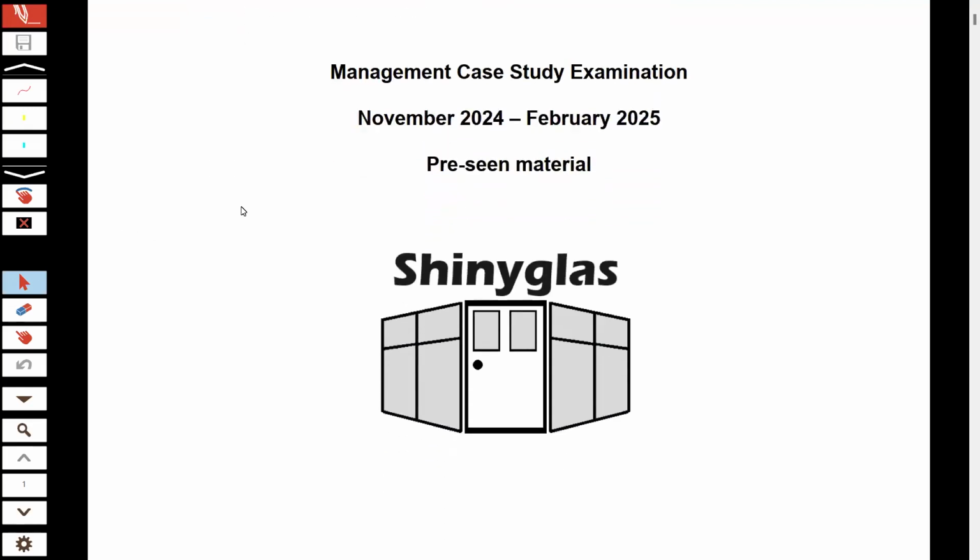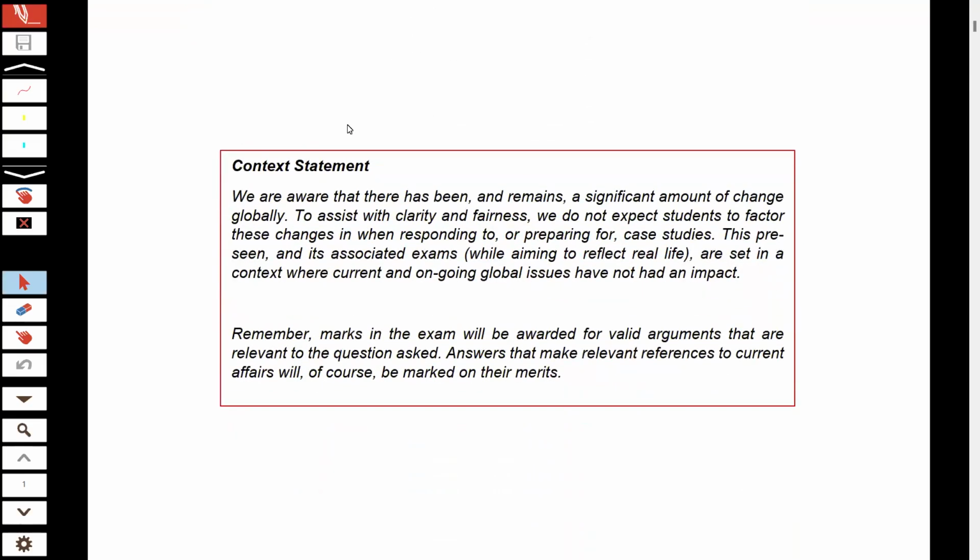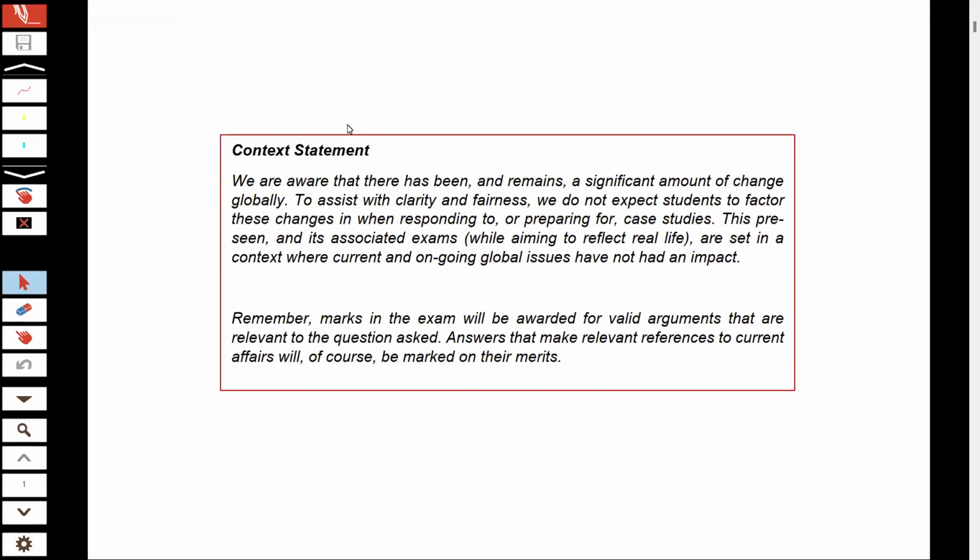All right, then. Let's go through and start reading through the pre-seen. Just to alert you, first of all, to this little context statement. Hope you can see this on screen. This is just pointing out to us that Shinyglas is set in a fictitious world, and it's a world which does not have the specific current issues that our real world has. So, for example, we know that three to four years ago the world was hit by COVID. That is not something that we would be considering in relation to Shinyglas.